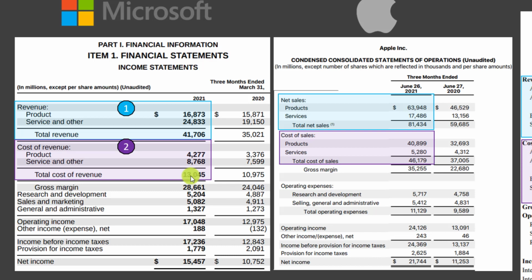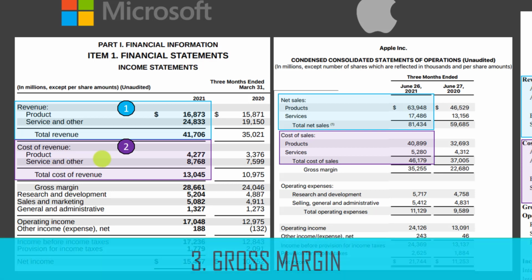Totally, it took $13,045 million to actually create the sales of $41,706 million. So it's very important that these two are connected. $13,045 million were spent in creating $41,706 million of revenue. The cost of revenue or the cost of sales is also called cost of goods sold, or COGS, C-O-G-S. The third section is the gross margin.